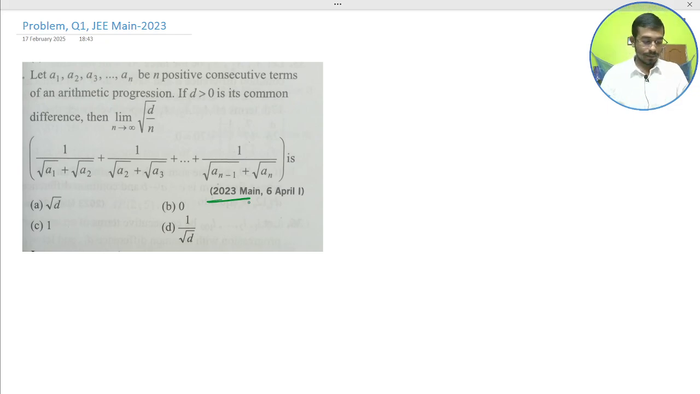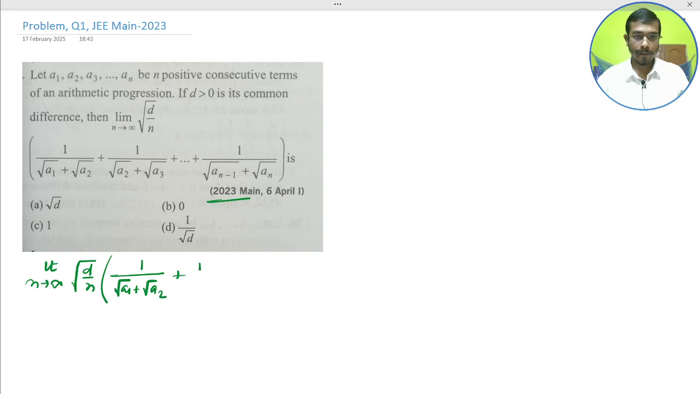Here, given this series: limit n tends to infinity root d by n into 1 by root a1 plus root a2, 1 by root a2 plus root a3, plus dot dot dot plus 1 by root an minus 1 plus root an. Okay, this is given.